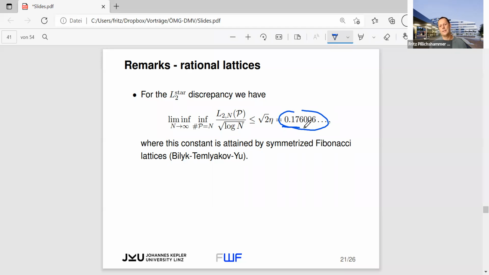This gives more or less the coefficient of the square root log n term in the discrepancy bound. And here this number, the right-hand side, comes from the symmetrized Fibonacci lattice. So one can say at the moment that the symmetrized Fibonacci lattice is the two-dimensional point set with the lowest L2 discrepancy, up to some lower order terms.